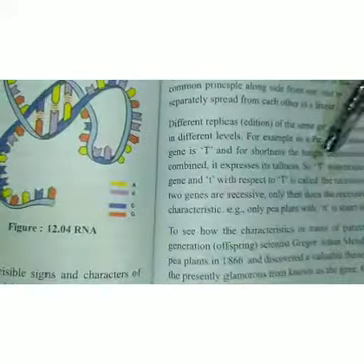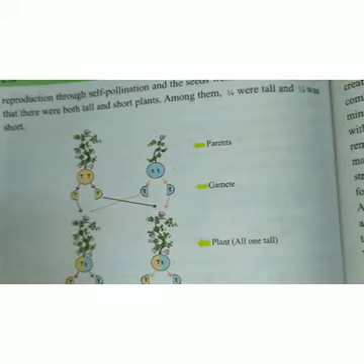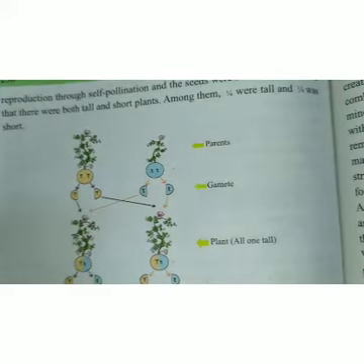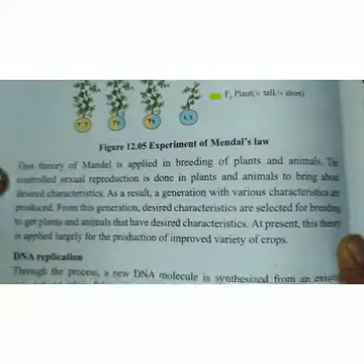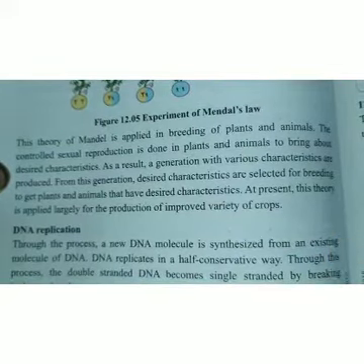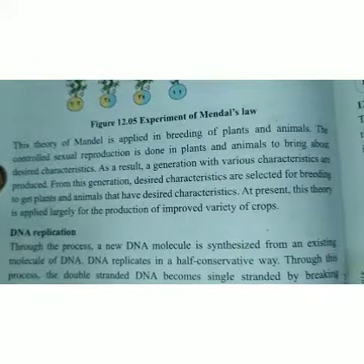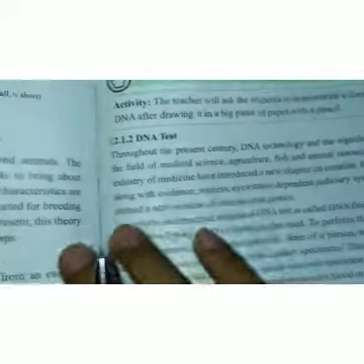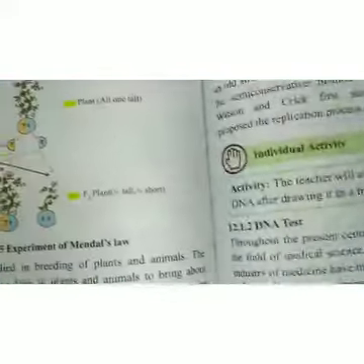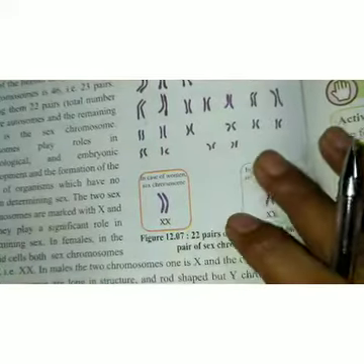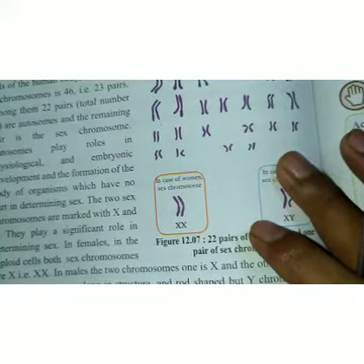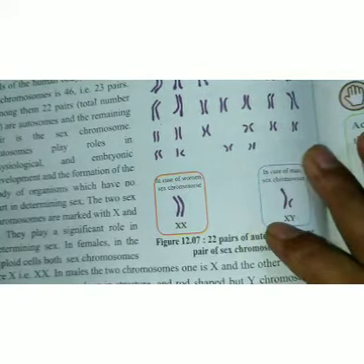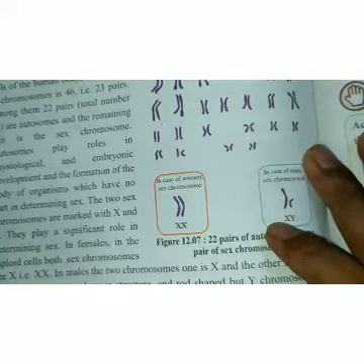Then we learned the experiment of Mendel's law. This is most important, DNA replication. DNA test. And last, we also discussed the determination of human sex, their autosome, sex chromosome.